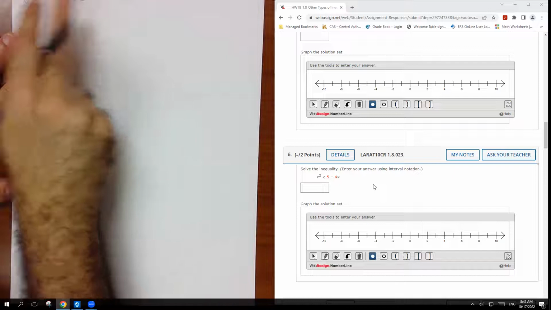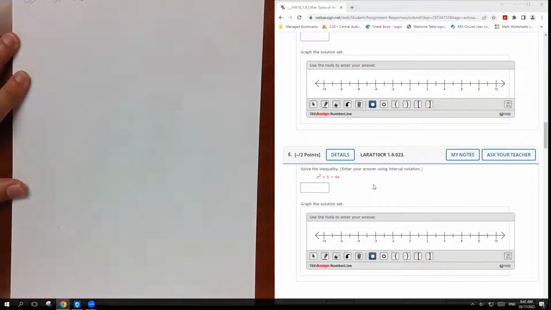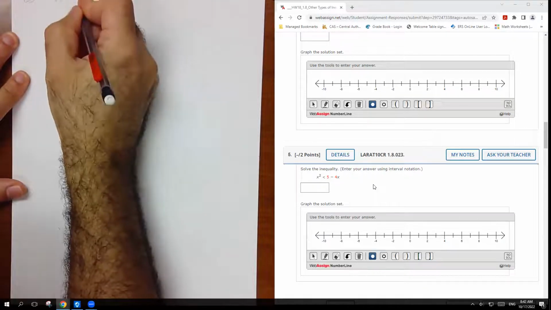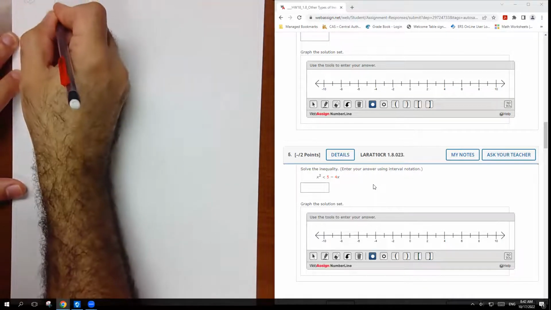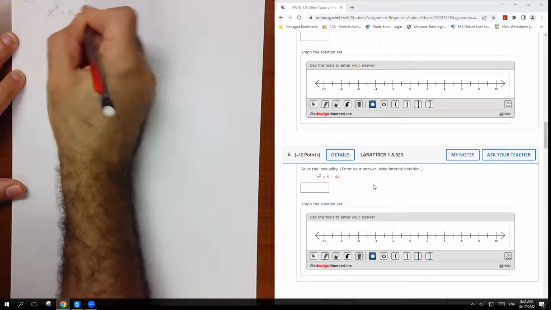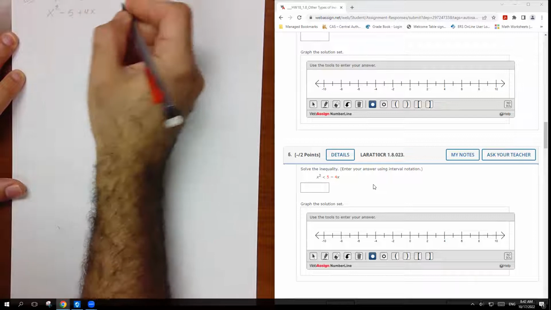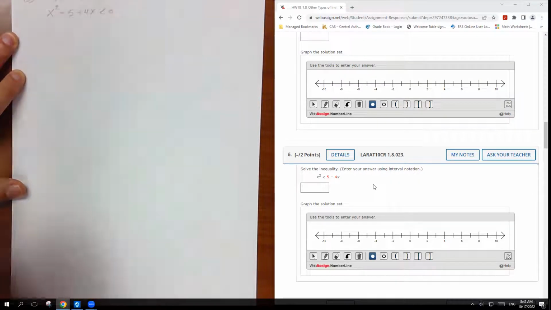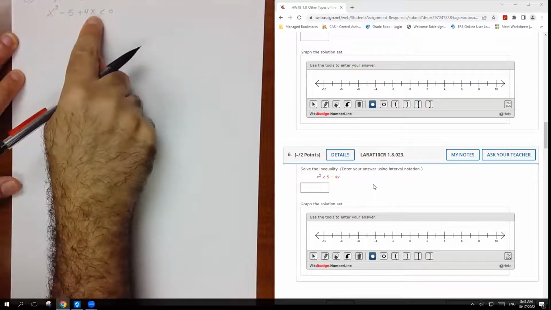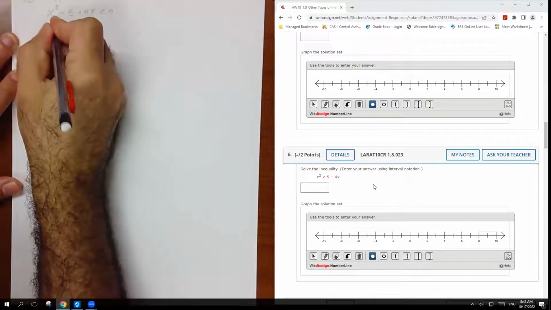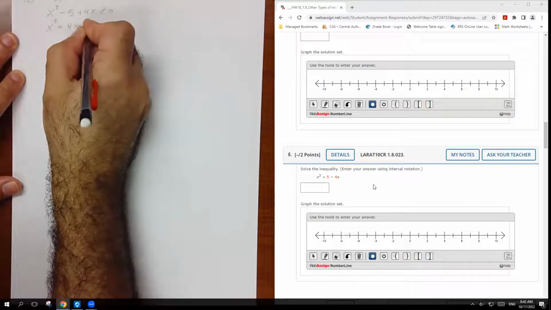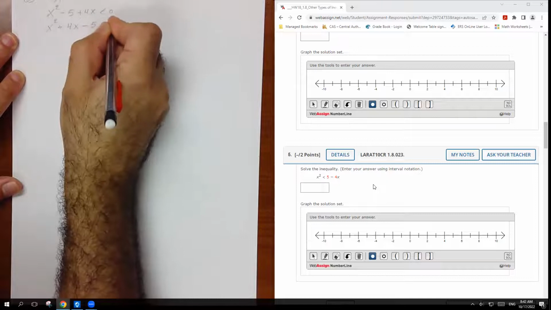Move these two numbers to the left side. So you're going to add minus 5 and add 4x to both sides. So it's going to be x squared minus 5 plus 4x less than 0. Then I need to write this down from the highest order to the lowest one. So it's going to be x squared plus 4x minus 5 less than 0.